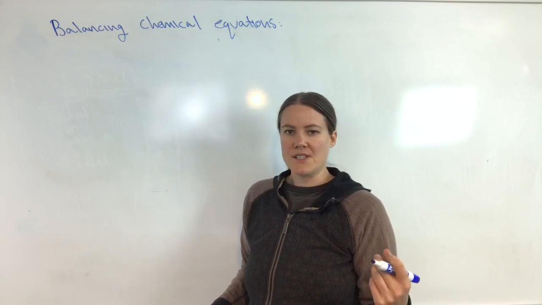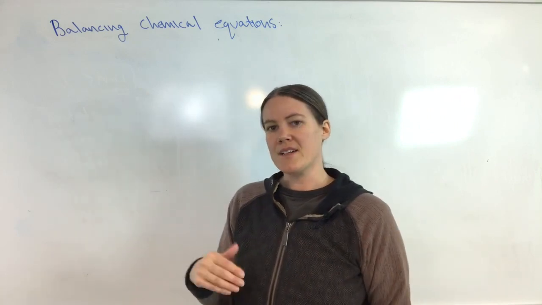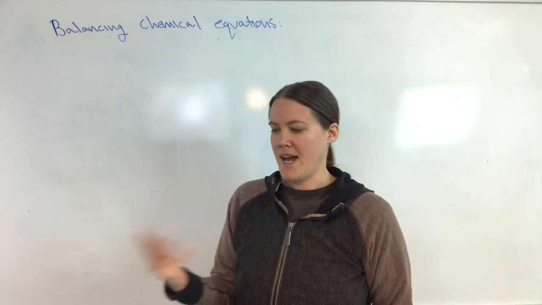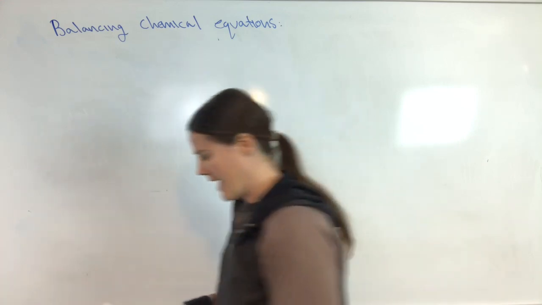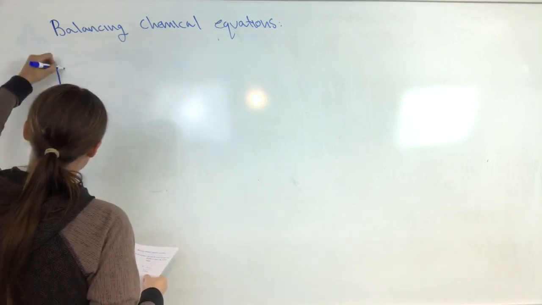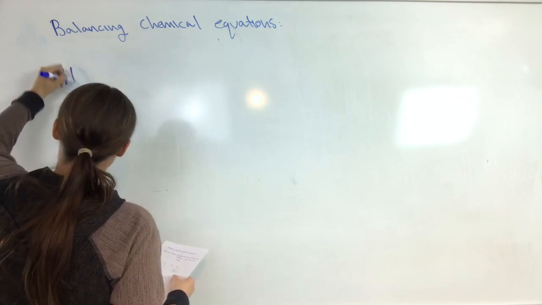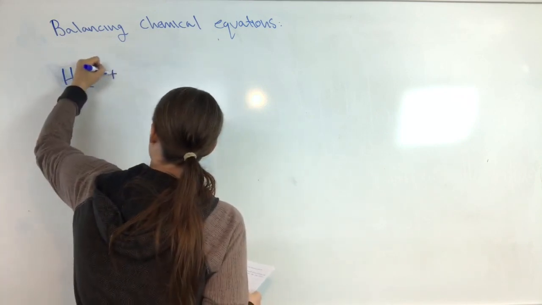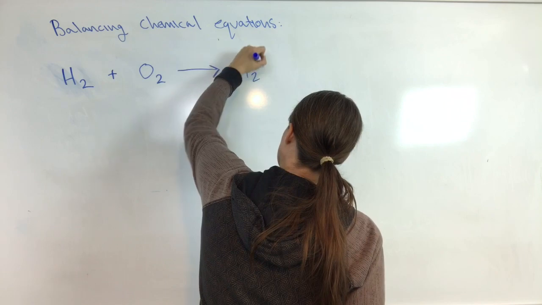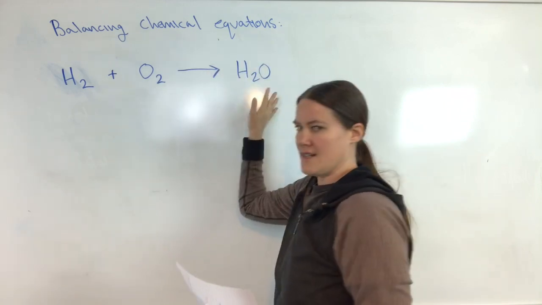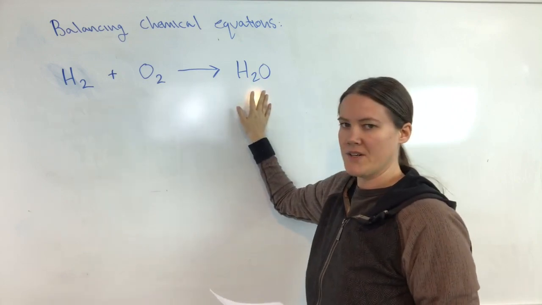What it means is, remember going back to the conservation of mass. With the conservation of mass, we can't create or destroy atoms. All we're doing in chemical reactions is rearranging atoms. So let's say we have hydrogen and we have oxygen, and these are forming to make H2O. So we're taking hydrogen gas and oxygen gas and we're making water.